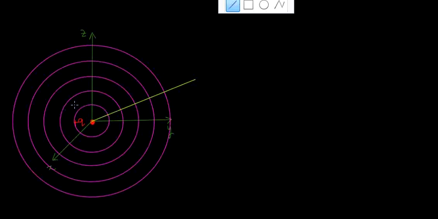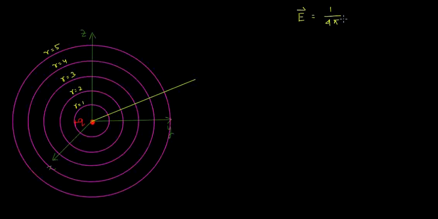Suppose here the radii are, let me write the radius first: r equals 1, r equals 2, r equals 3, r equals 4, r equals 5. Now how does the Coulomb field look like? E is 1 by 4 pi epsilon 0 q by r square times r cap.